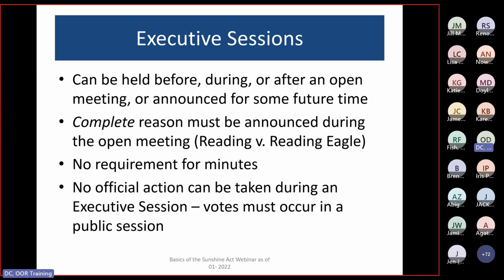Now when a board does meet in executive session, there's no requirement that they keep minutes, but if they do keep minutes, they are exempt from public disclosure under the Pennsylvania Right to Know law. No official action can be taken during an executive session. You can poll members of the board saying, well, what do you think? How would you vote on this? But the actual vote must take place when they reconvene in public setting because it's official action.